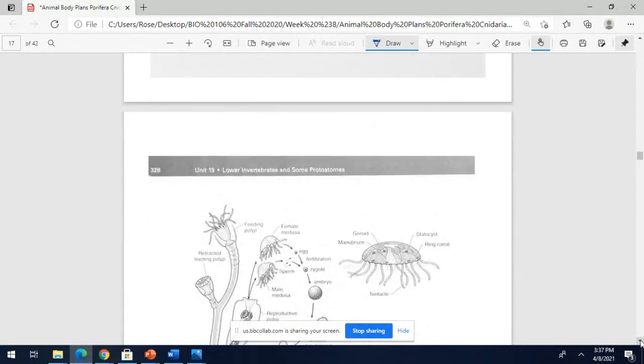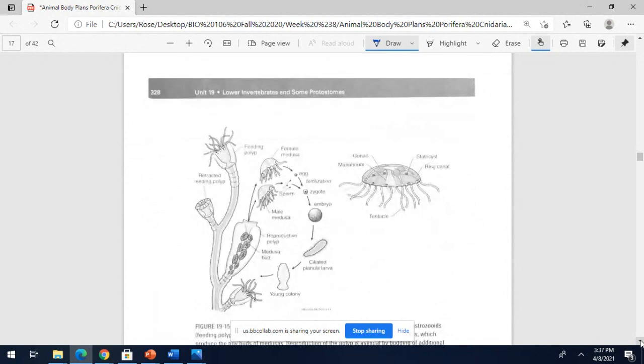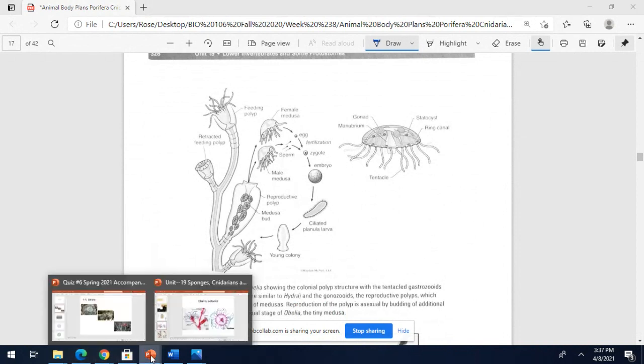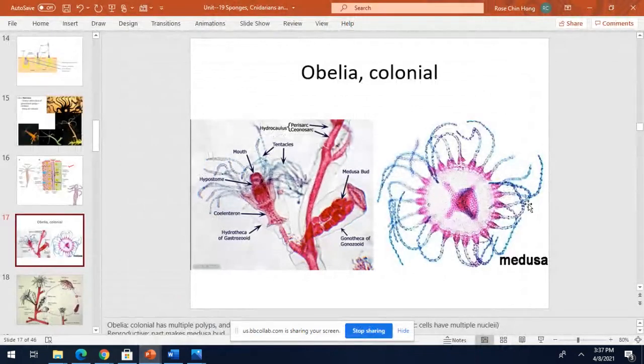All right. So this too allows you to study for your lecture exam. Okay, so now let us talk about the obelia as our other example. This is colonial. They have different kinds of polyps. You have the feeding polyps, which is called the gastrozoid.